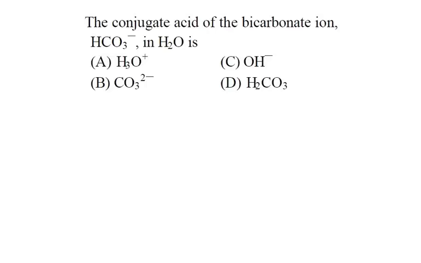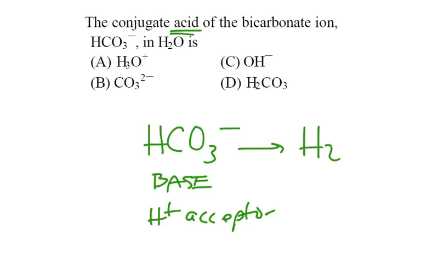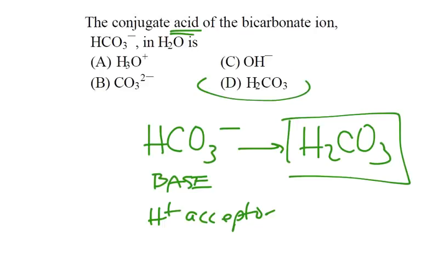Look at this problem for a moment. Okay, this is a pretty straightforward problem. And the idea is, if we want the conjugate acid, then this must be a base. If it's a base, then it's going to be a proton acceptor. And if it accepts a proton, it becomes H2CO3. So that's the answer we're looking for, H2CO3. That would be the conjugate acid of this base.